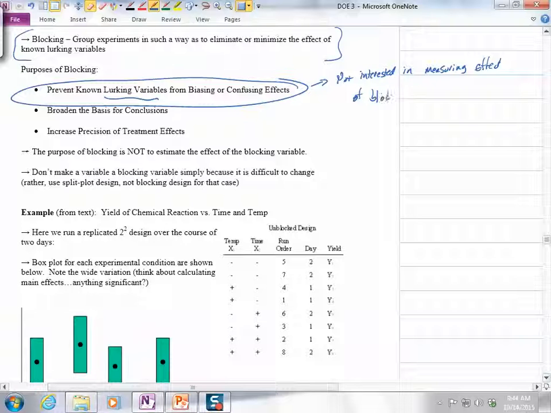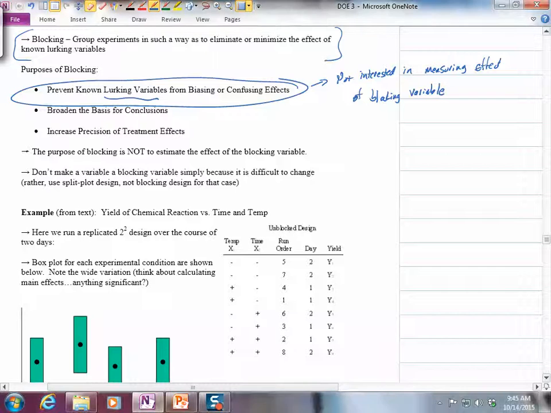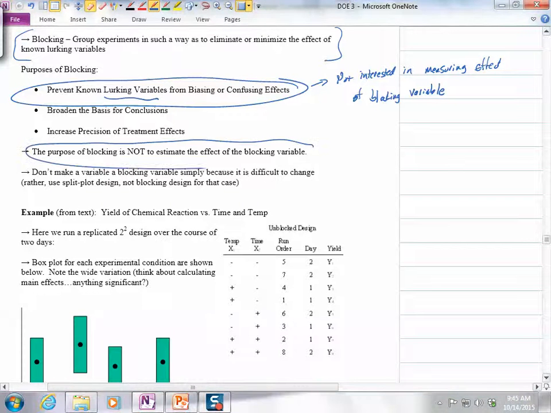Of our blocking variable. We're not trying to get a nice number for its effect. We're just trying to get rid of it. Okay, so that's what this is saying too. Both these things are saying that.